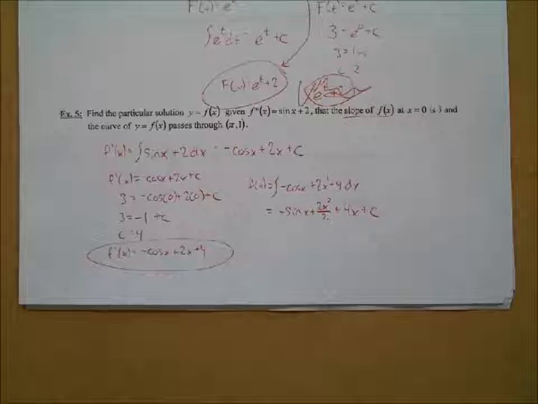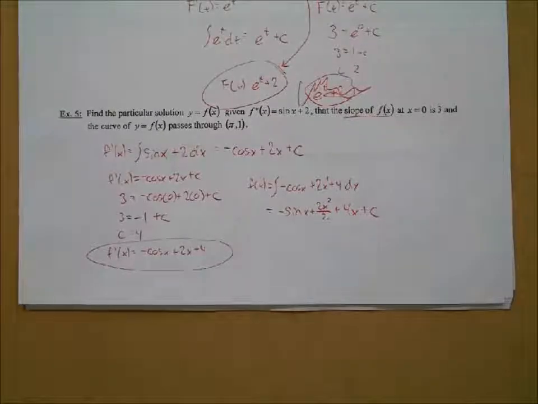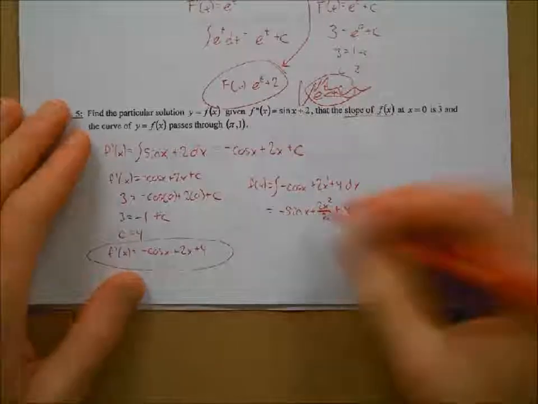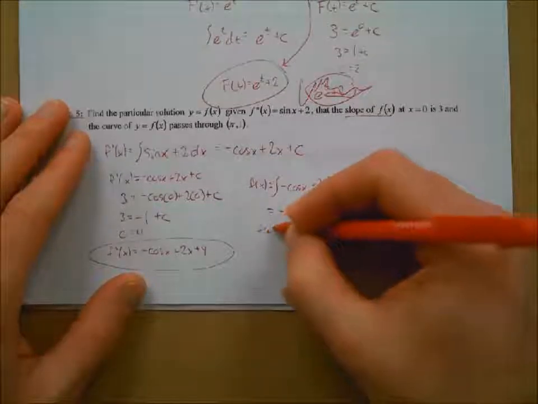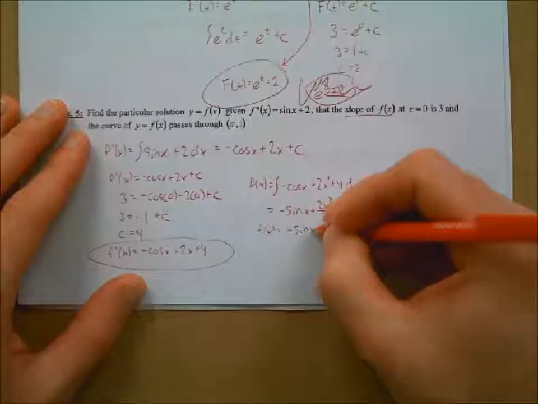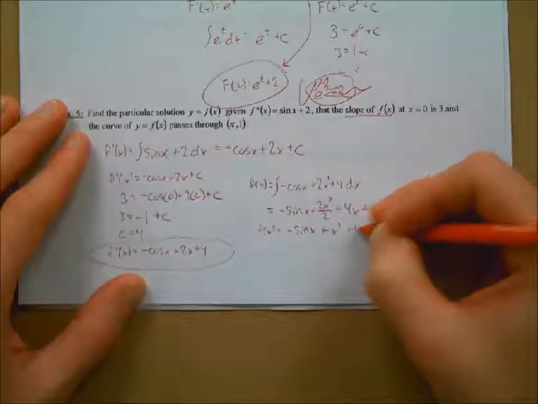This is a different c value than the previous c value, right? This is the constant of integration for f, not f prime now. So it's a different c. All right, so we can simplify this here. We get f of x equals negative sine x plus x squared plus 4x plus c.